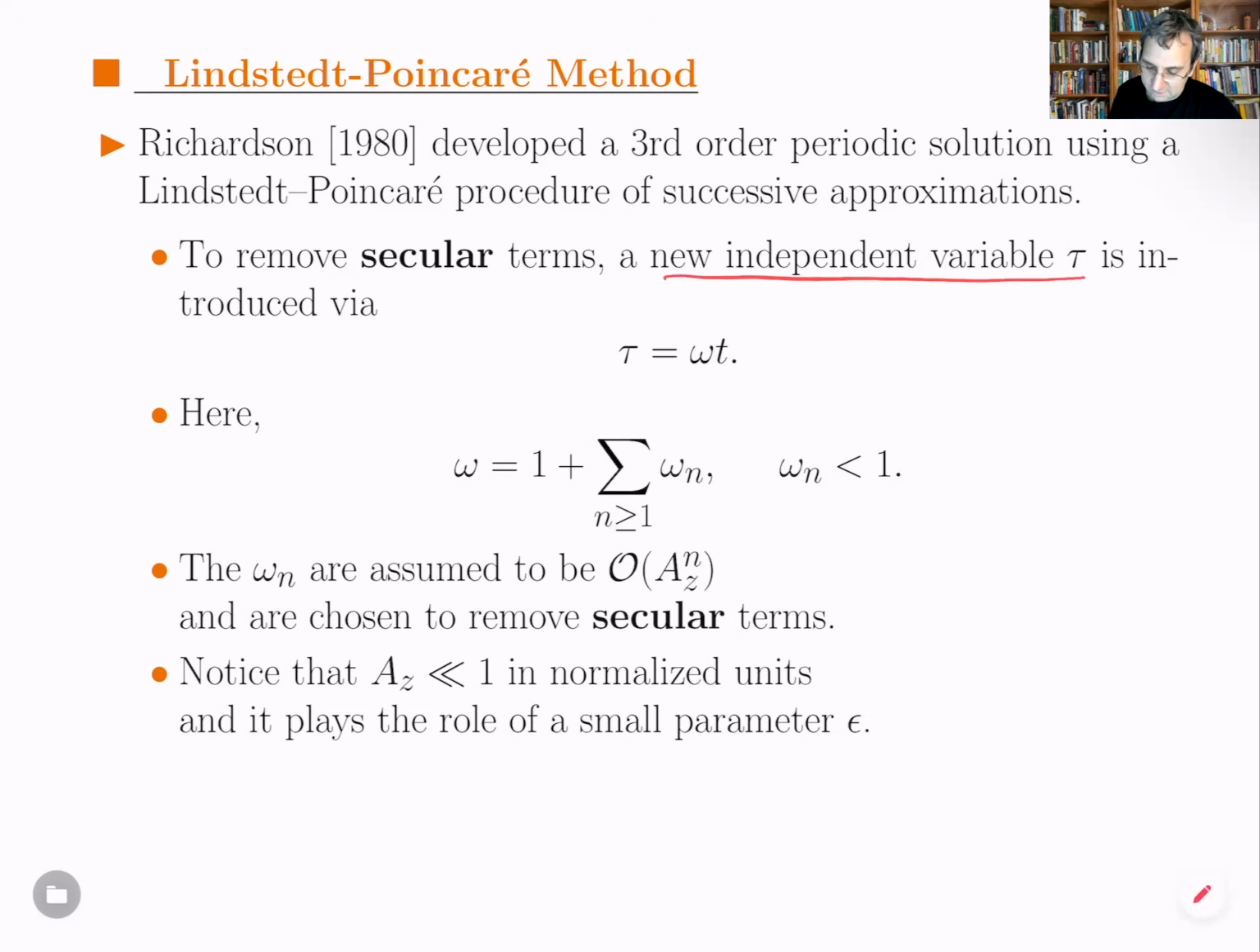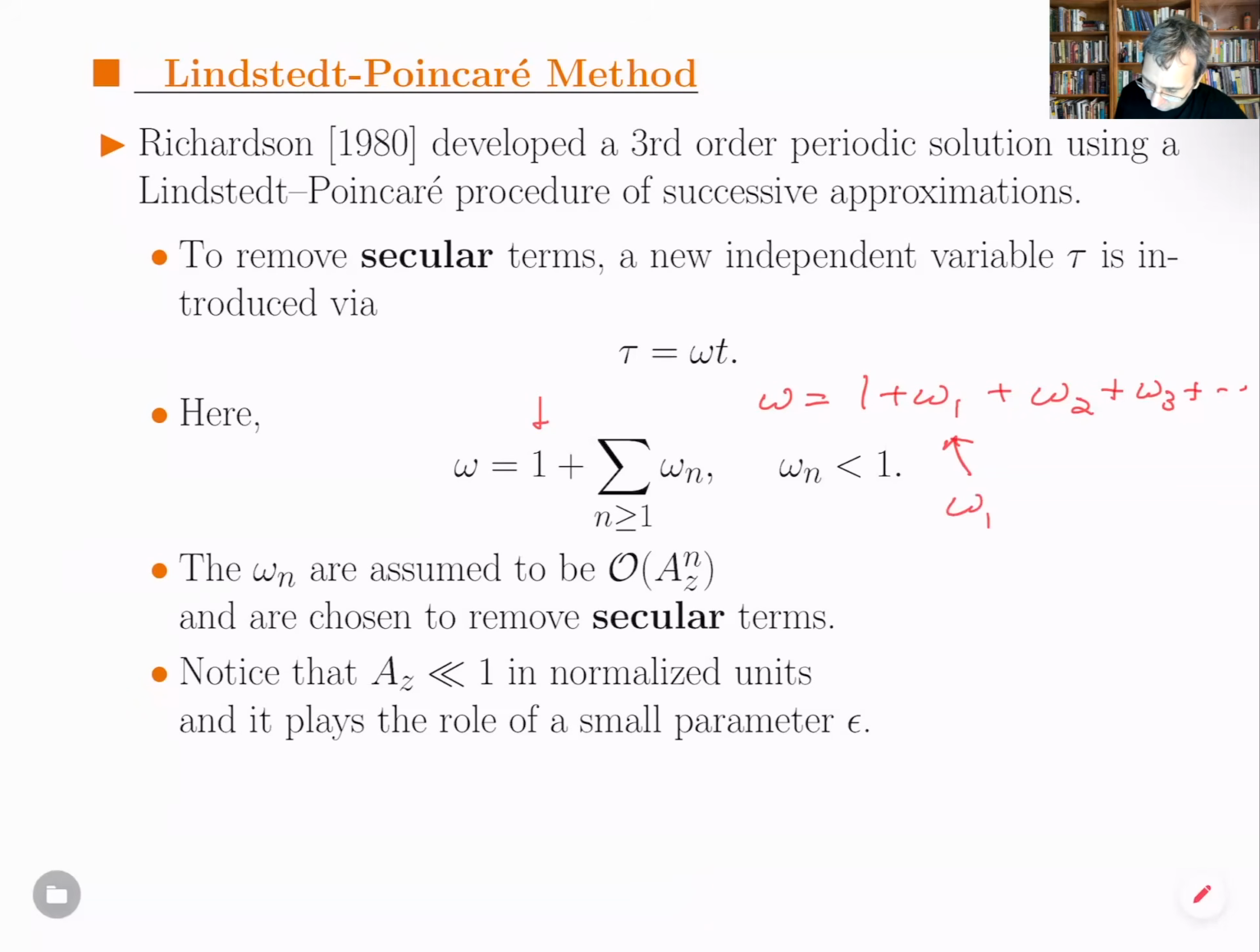tau, where tau is scaled by some kind of frequency or frequency correction. And here we're saying that omega is 1 plus other things. So omega is 1 plus omega 1 plus omega 2 plus omega 3, etc. And these are going to be expanded in some terms.